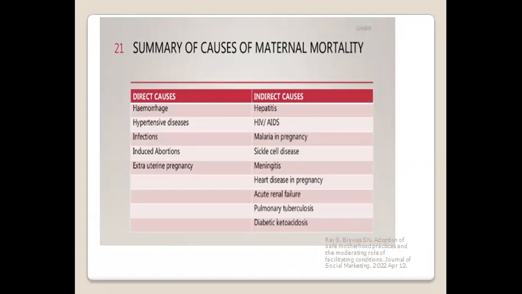Indirect causes include hepatitis, HIV/AIDS, malaria in pregnancy, sickle cell disease, meningitis, heart disease in pregnancy, acute renal failure, pulmonary tuberculosis, or diabetic ketoacidosis.